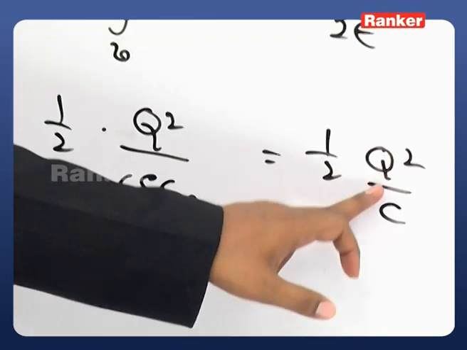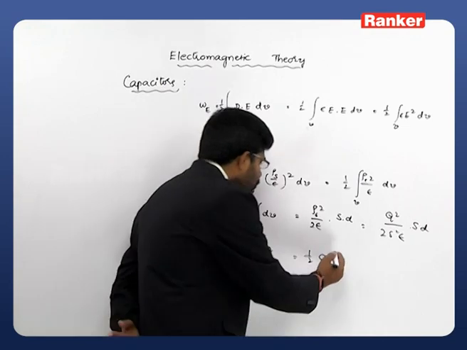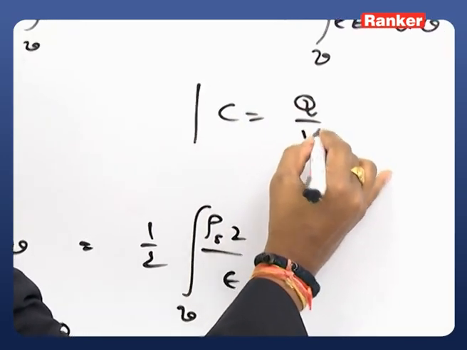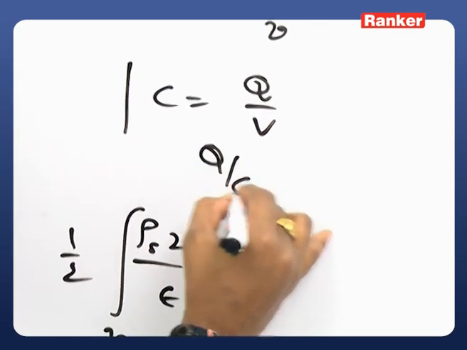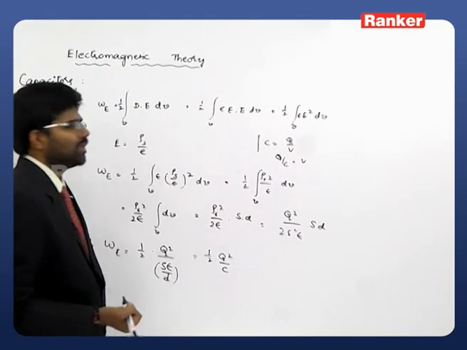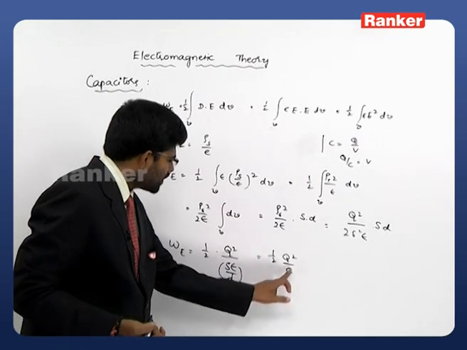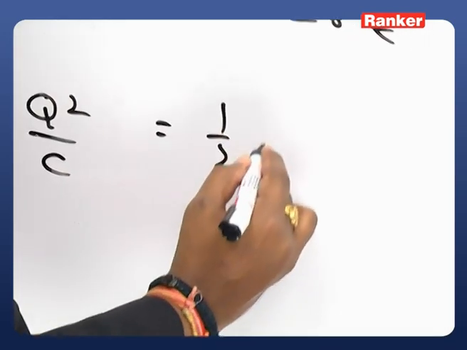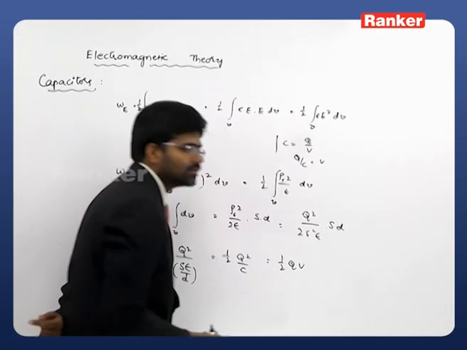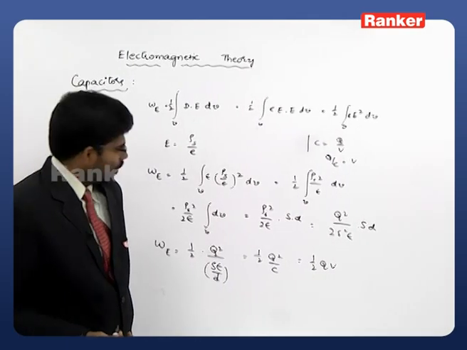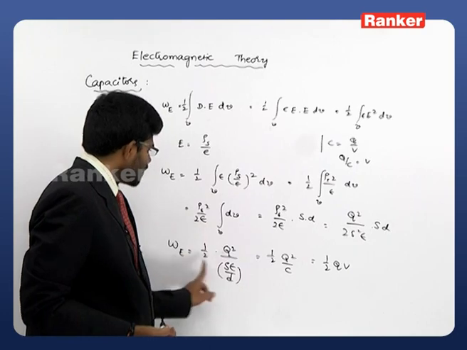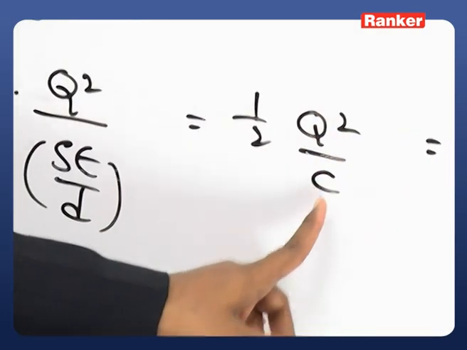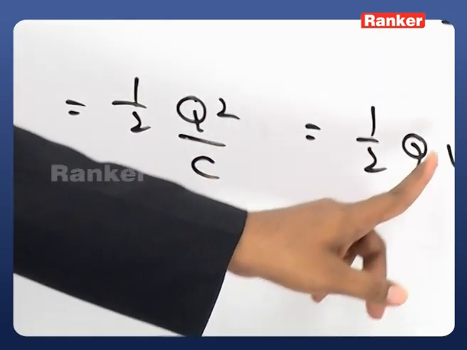We can use this equation. Or what is this Q by C? Already we learnt C is equal to Q by V. From that, Q by C is equal to just V, right? So this Q by C can be replaced with V, which equals 1 by 2 QV. That is what we can write. So the total energy stored in a capacitor can be calculated as 1 by 2 Q square by C or 1 by 2 QV.